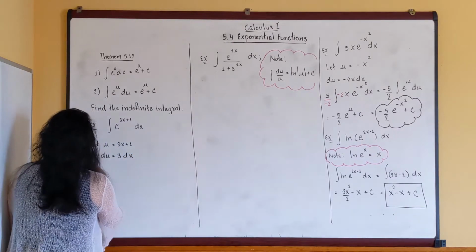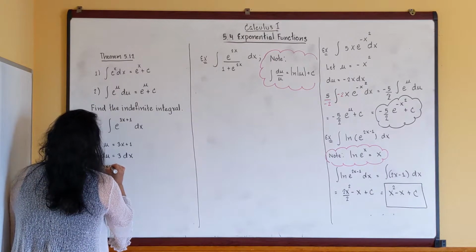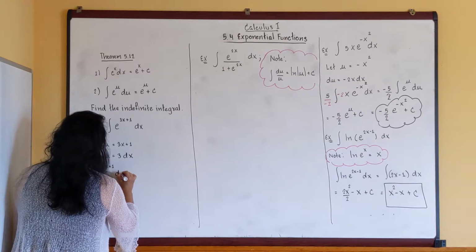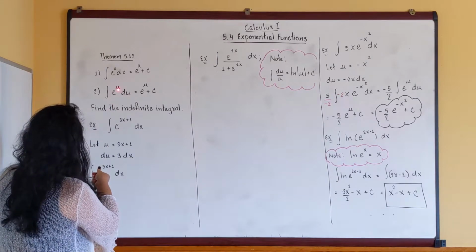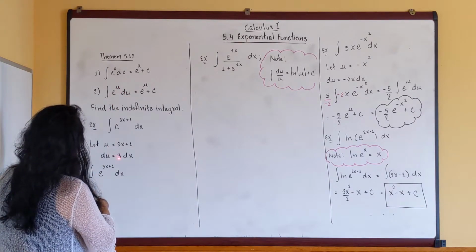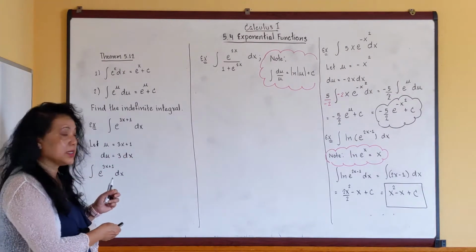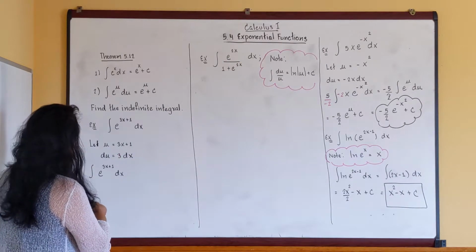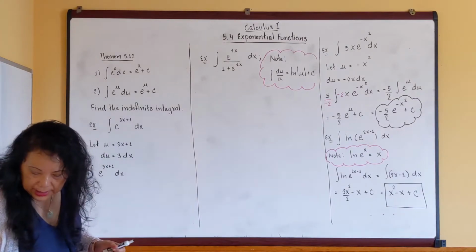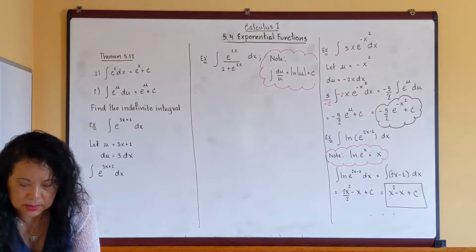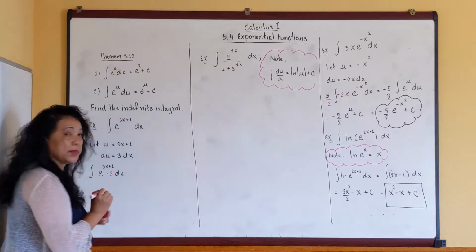Now look at our original one. I have e to the 3x plus 1 dx. And I want to apply the second formula here, which is e to the u du. My du is 3 dx. I'm missing the 3. I don't have the 3 here. So to make my du, I need the 3. So I'm going to multiply by 3 here. Then I will have my du.